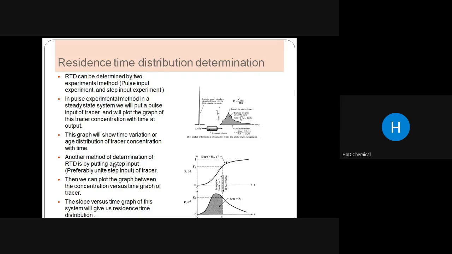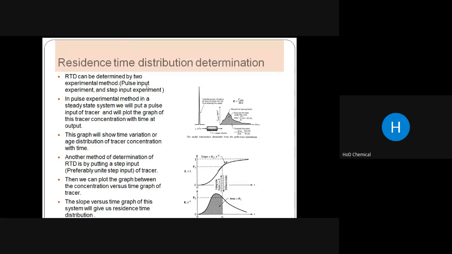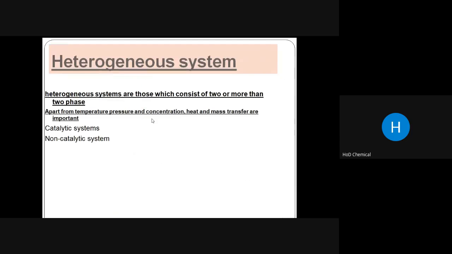Another method is the step input method. Step input method also works similarly, but compared to the pulse input method, the step input method will give a more accurate answer.